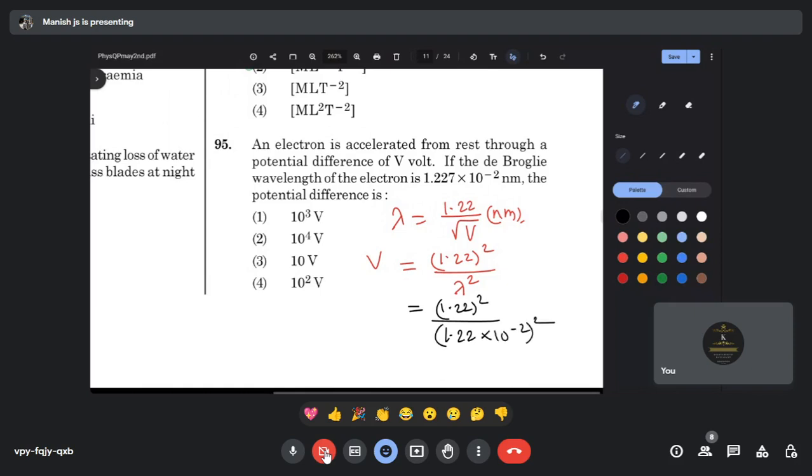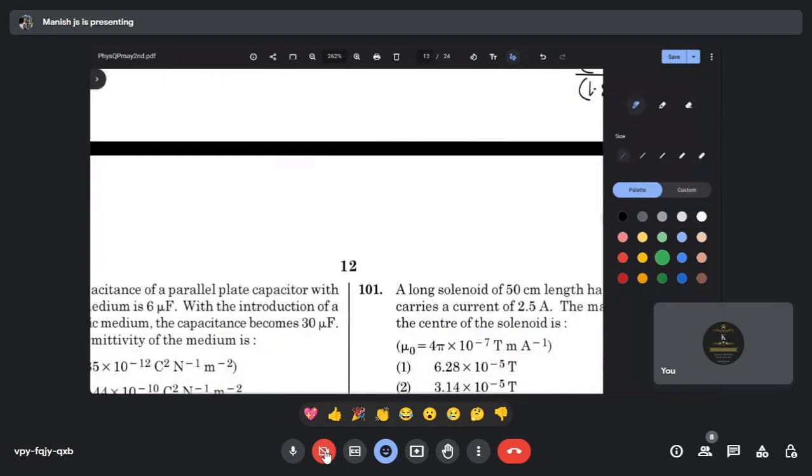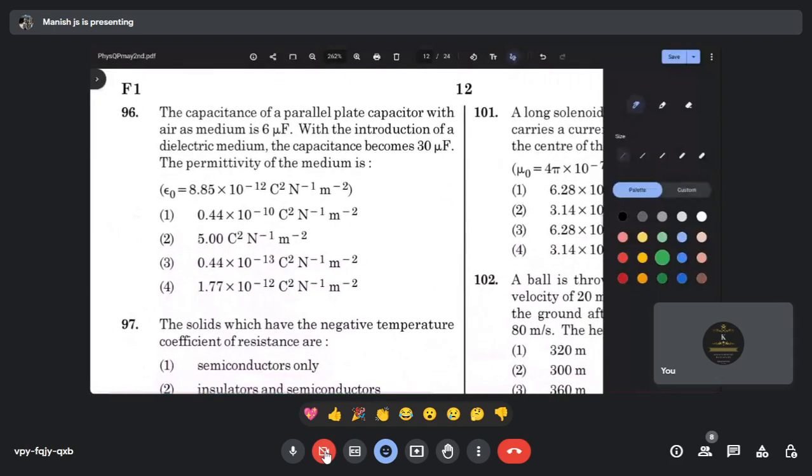Directly, one of the 1.22 values would get cancelled off, and you would get 10^4. Only that power of 10 would remain. So the answer is 10^4 volts. Is it clear? I hope you can approach this question. Yes, this formula you have to remember. Okay, moving on to the next question.